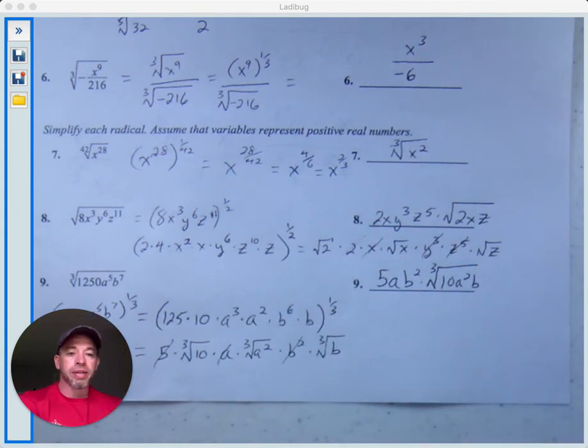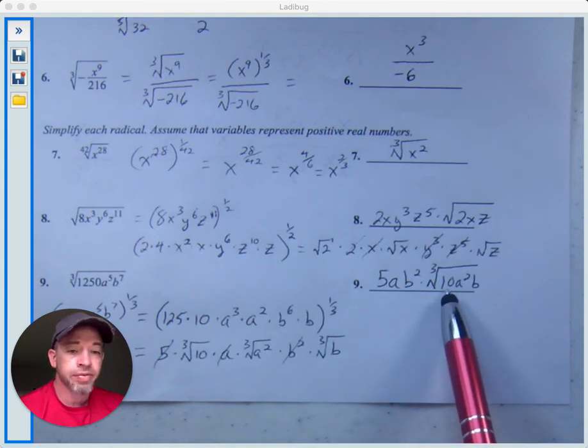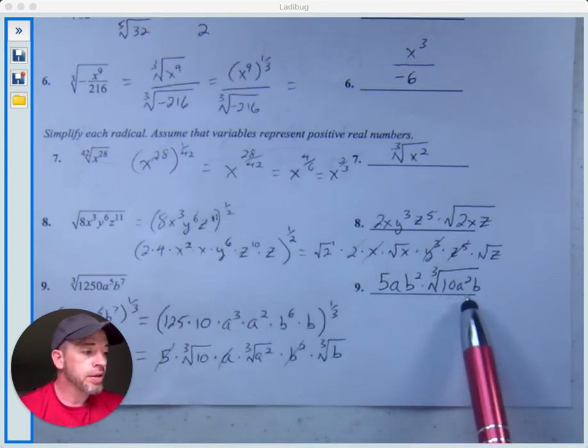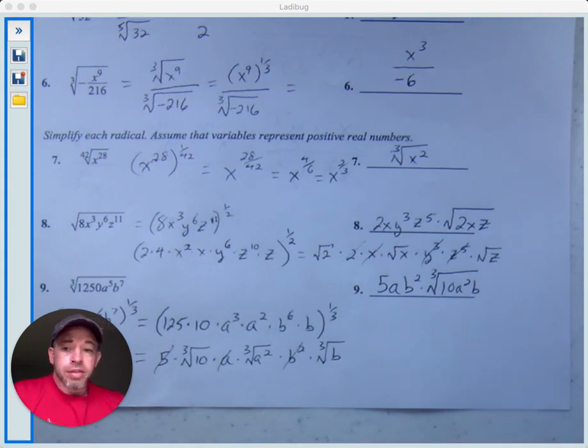And that is simplified completely, and we can't really do anything else. We can't take a perfect cube out of 10 or a squared or b. All right, so that's it for this page.